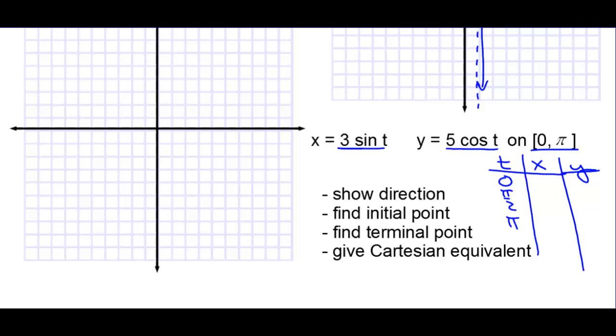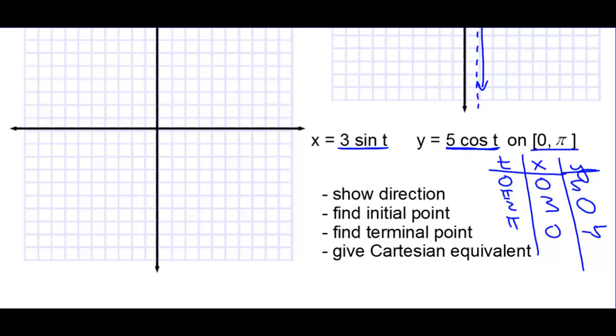When I plug 0 in, sine of 0 is 0, so that's 0. Cosine of 0 is 1, so that becomes 5. And then pi over 2, sine of pi over 2 is 1. 3 times 1 is 3, 0. Then when we plug in pi to both of these, we get 0, negative 5. Now we can plug in only 3 points because hopefully you know that when you graph sine and cosine, they create these curves. They're not these jagged little lines, right?